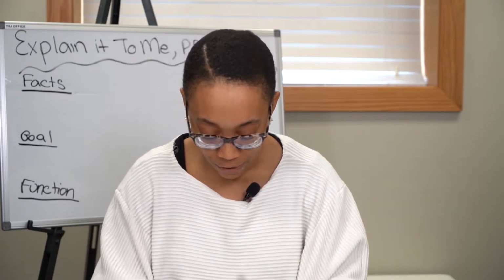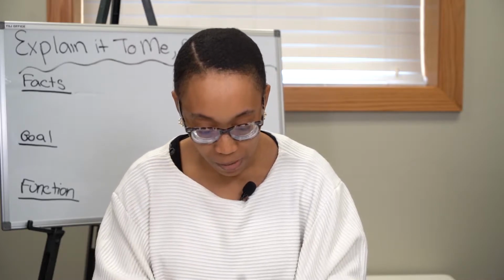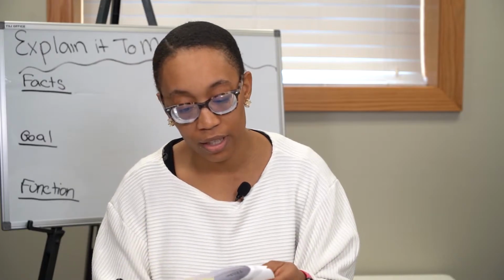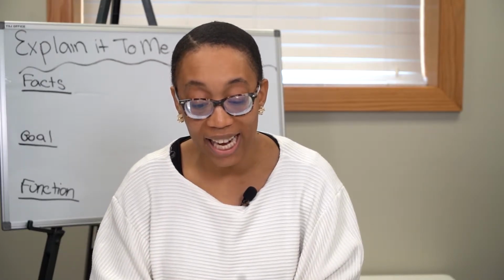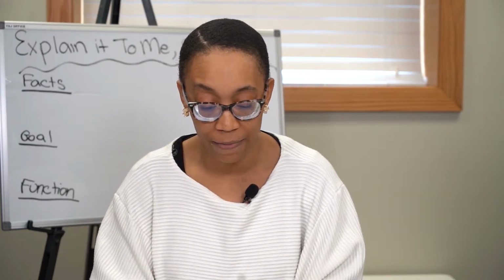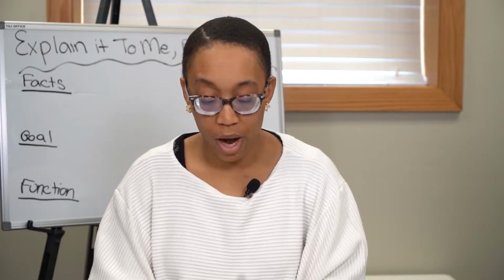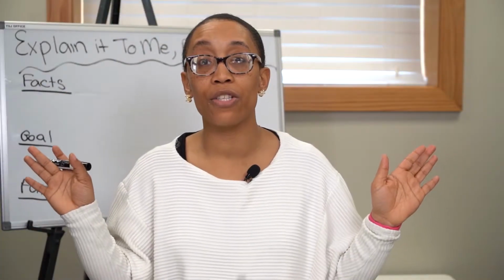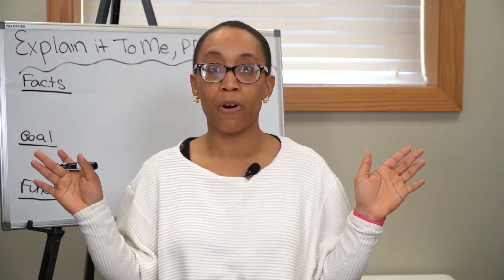All right, so the first word problem they gave us is, and this is Common Core Standard CC.4.NBT.5. Here is the word problem. For the school play, 40 rows of chairs are set up. There are 22 chairs in each row. How many chairs are there in all? All right, so we just completed the first step. We read through the problem.